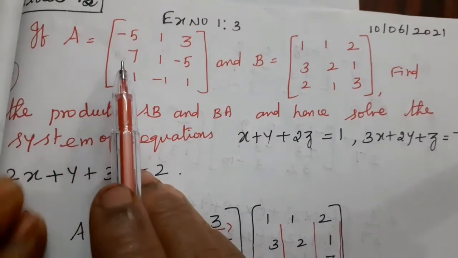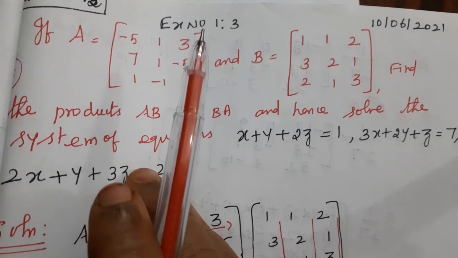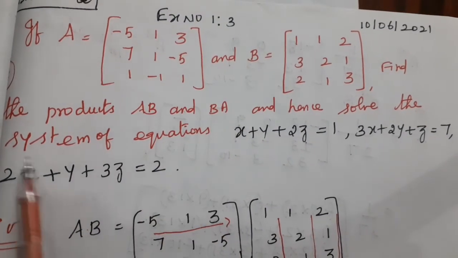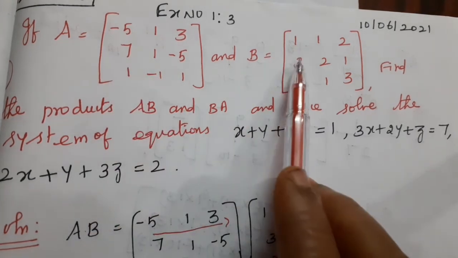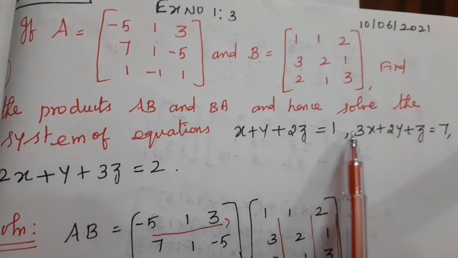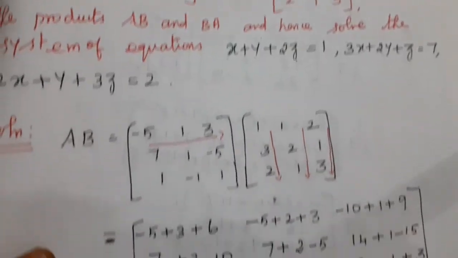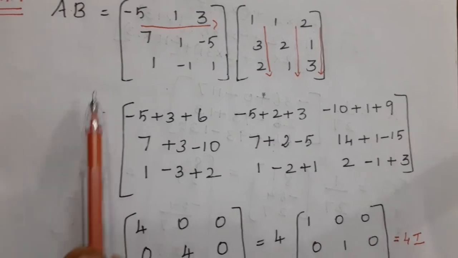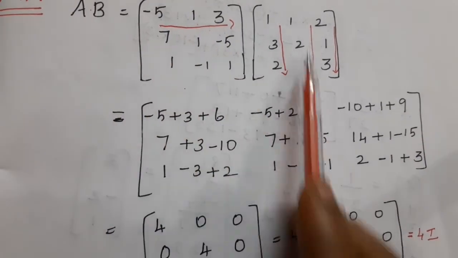See exercise number 1.3, the same exercise, matrix inversion method, having one more sum. This is very important. Exercise 1 sum, example 1 sum. So the question is what? A and B are given. Find the product of A, B and BA, hence solve the system of equations. First, find the product of A, B and BA. If you multiply first row with the first column, these are very easy calculations for you. First row with the first column, first row with the second column.